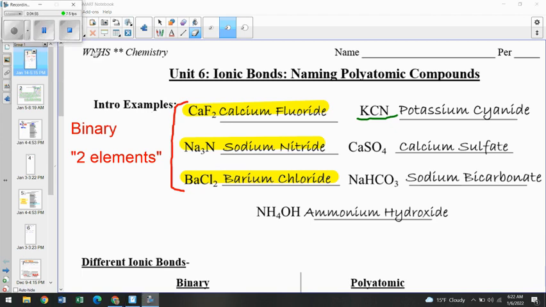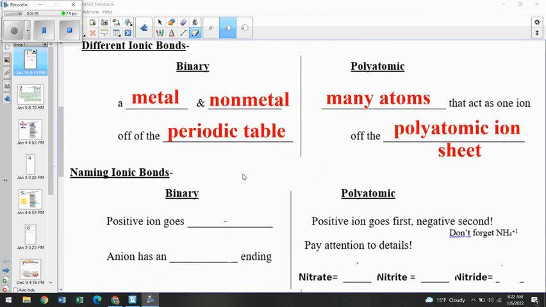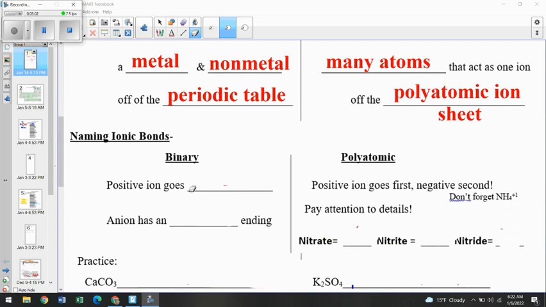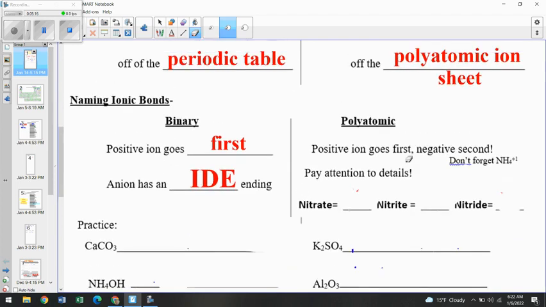So, all right. Now, if we want to name a binary compound, we always have the positive ion go first. And then with our anion, that non-metal that comes second, we just chop off the N and put an I-D-E ending. Okay, and that should sound kind of familiar to you. Now with polyatomic, here's what we do. The positive ion always goes first, and the negative one always goes second, so that hasn't changed. Okay, again, don't forget about NH4.